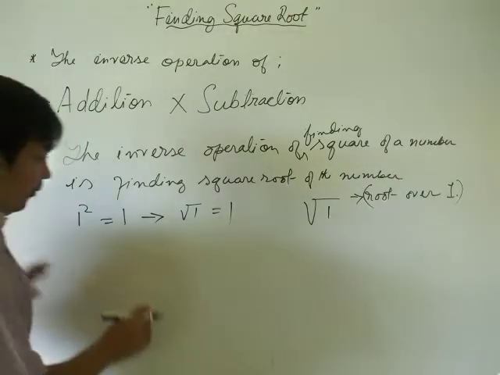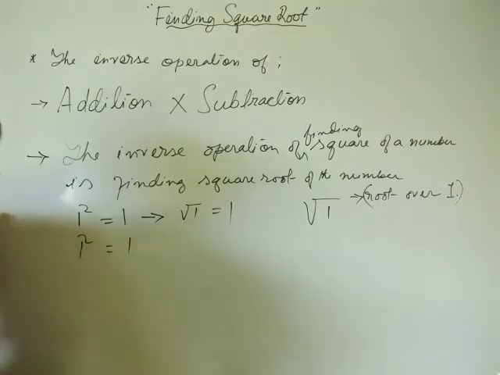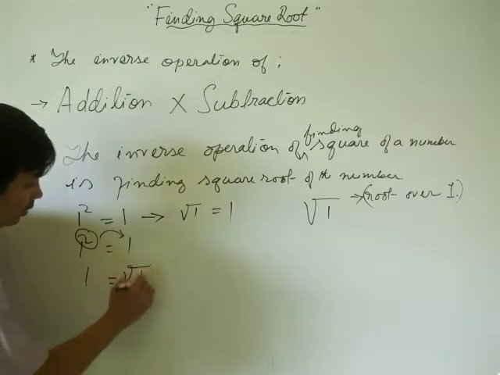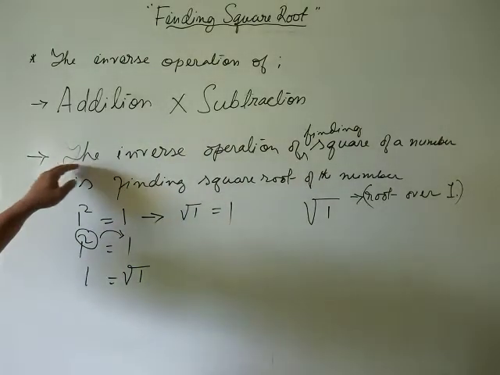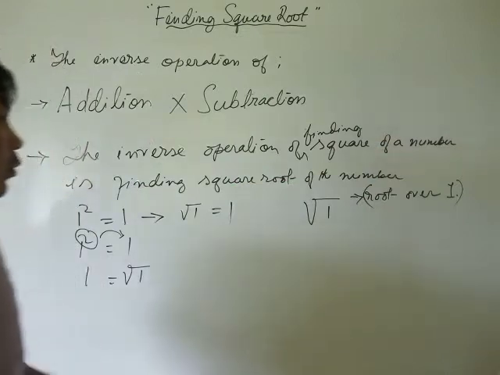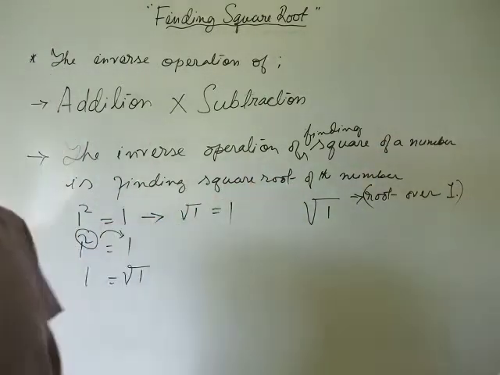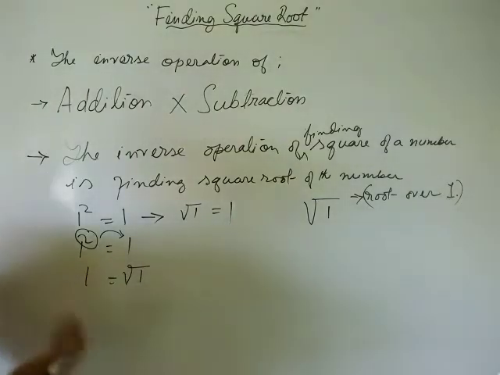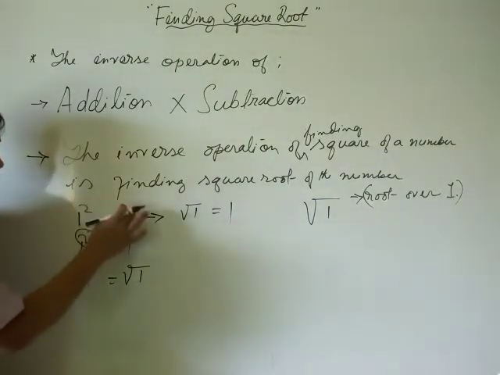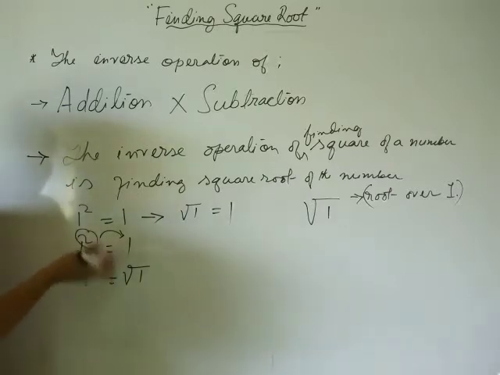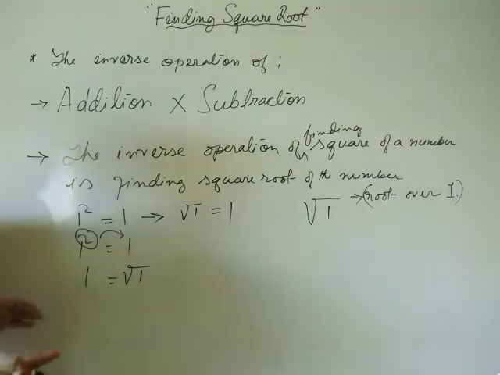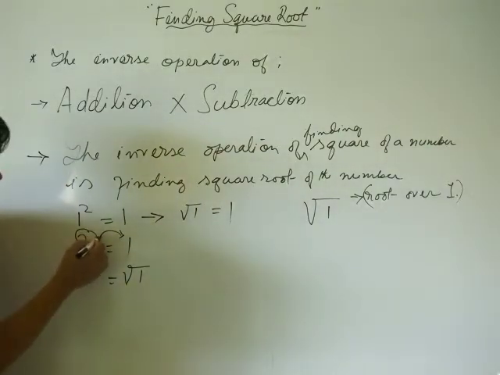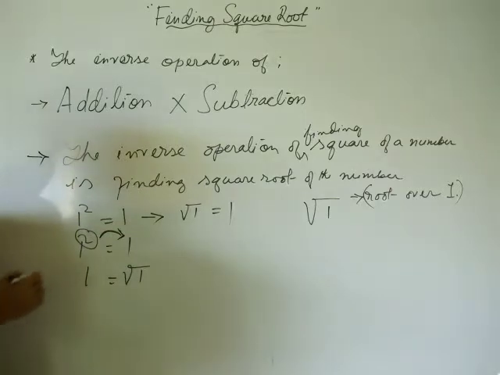See, we have here 1 square equal to 1. Square of 1 is 1. So what happens if this 2 is moved to this side? Then it becomes square root. That's why it is said that the inverse operation of finding the square of a number is finding the square root of the number. We are finding the square here of 1, isn't it? And what happens in the inverse operation? If we shift this square to the other side, we read this as square, isn't it?